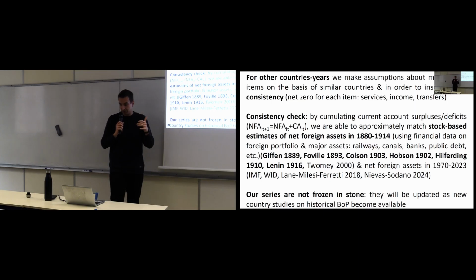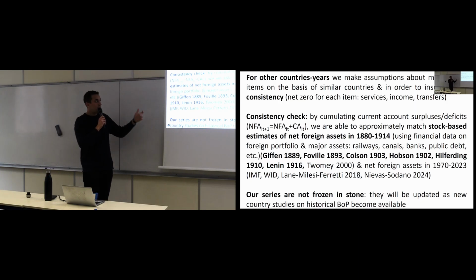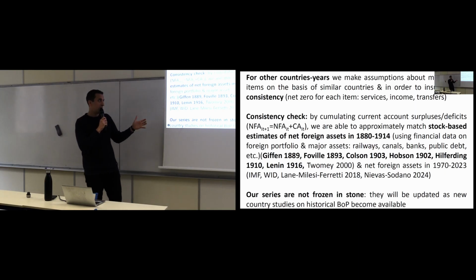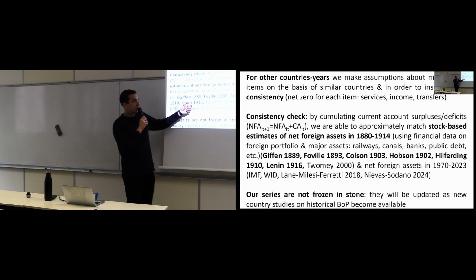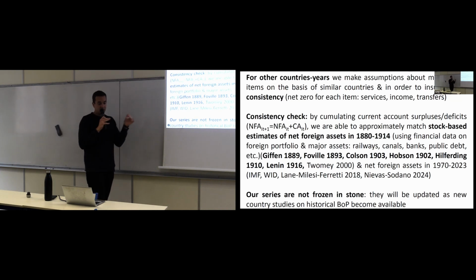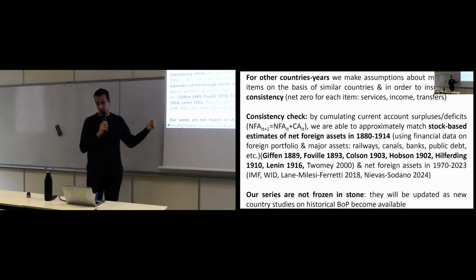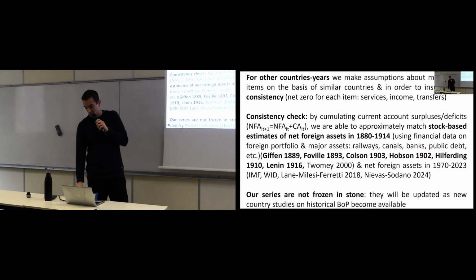There are some studies that have done stock estimates of foreign wealth or foreign assets for countries. We compare our estimates with them, and they match, so we're quite happy with what we get. Typical studies are Giffen, Feis, even Lenin for the assets in Russia, and so on. So when we do this consistency check, everything works more or less well, so we're happy. That being said, our database is already available, you can access it online and you can play with it. Our series are not frozen in stone. If we find some better country-specific studies, we're happy to incorporate them.